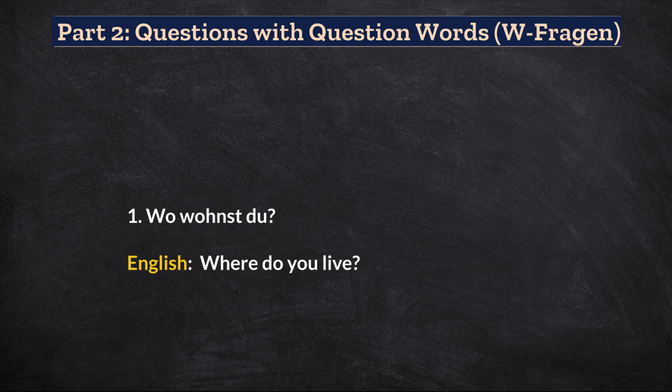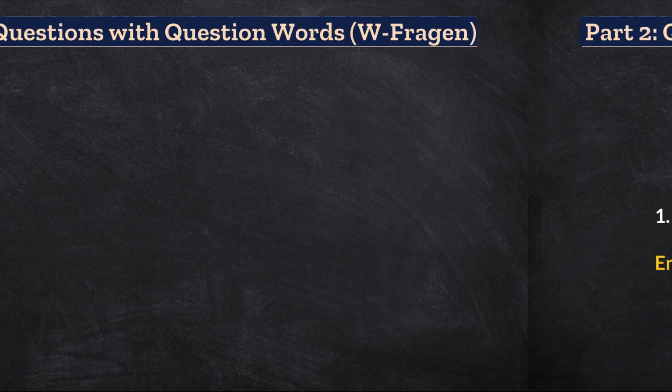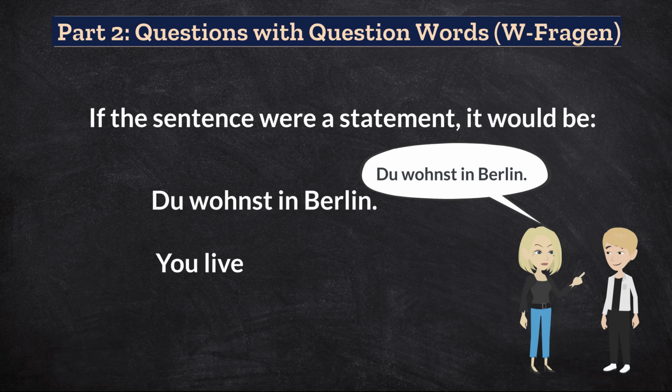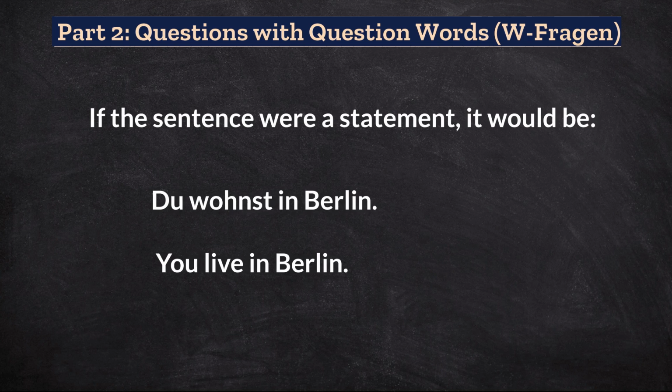This is different from a normal statement where the subject usually comes first. If the sentence were a statement, it would be, Du wohnst in Berlin. You live in Berlin. But when it becomes a question with a question word, the order changes to, Wo wohnst du? This structure is the same for almost all W questions in German.